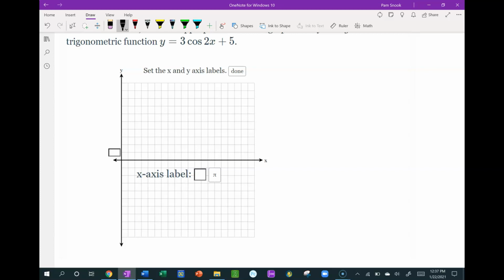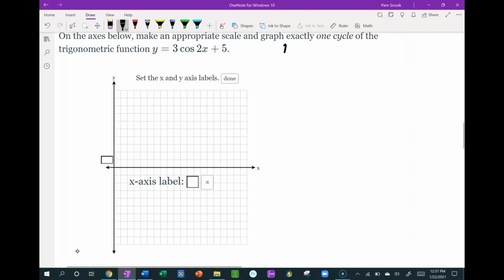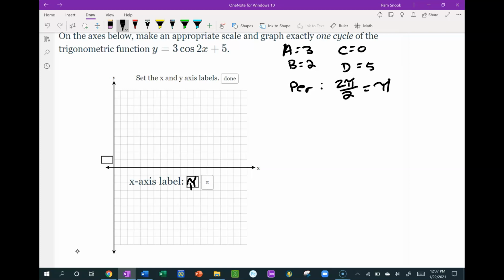I'm going to have to set up a scale. A equals 3, B equals 2, C equals 0, and D equals 5. So let's get period first. Period is 2 pi over 2, which equals pi. So when I go into Delta Math, I'm just going to put pi in there. And then for my y-axis label, I'm going to go ahead and just let it be 1 for each box.